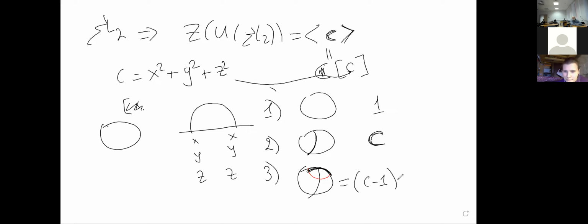If we have a leaf in our chord diagram, then that is a chord which intersects only one other chord. Then we may delete it and multiply the result by c minus 1. Here, by a diagram, we assume the value of our weight system on it.